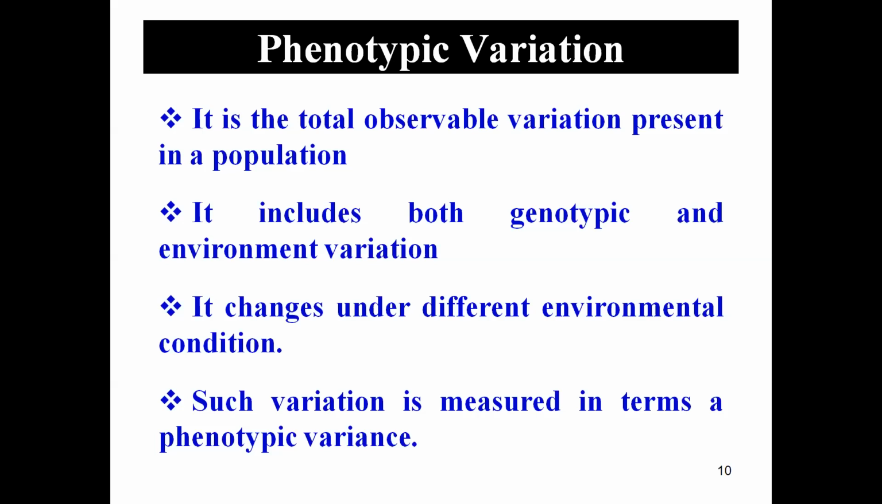This phenotypic variation changes under different environmental conditions. Obviously, when P is equal to G plus E, if there is variation in environmental factors, there will be variation at the phenotypic level. Such variation is measured in terms of phenotypic variance. There are several measures for measuring variation, which we will discuss later on. Among them, variance is the most important and potent measure. So phenotypic variation is measured in terms of phenotypic variance.